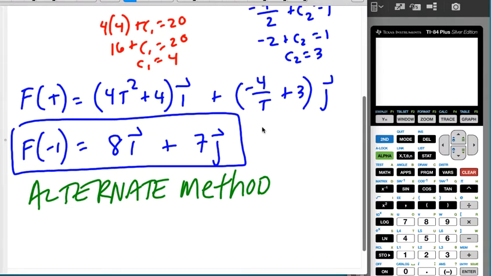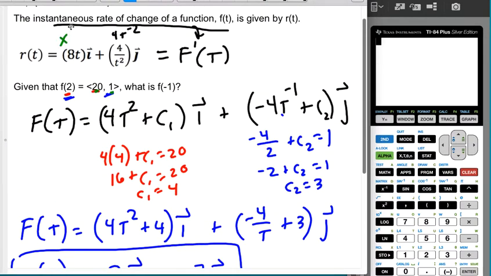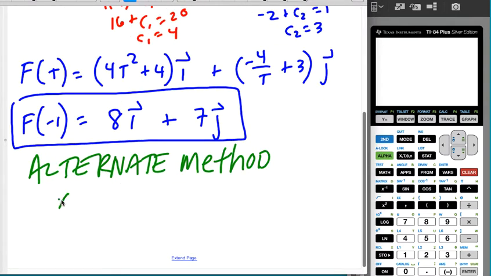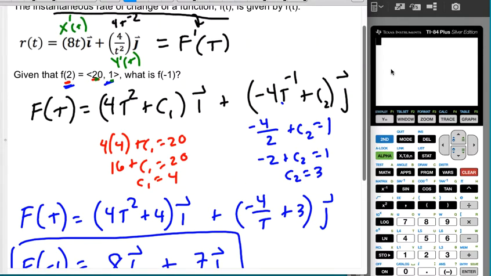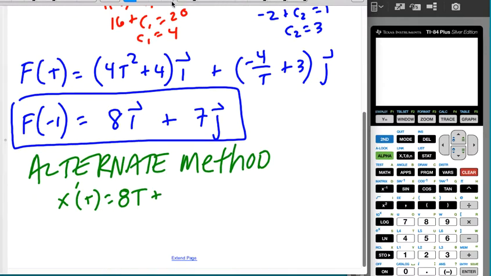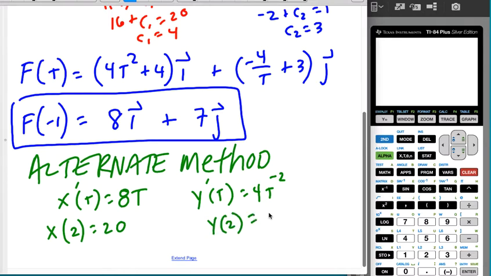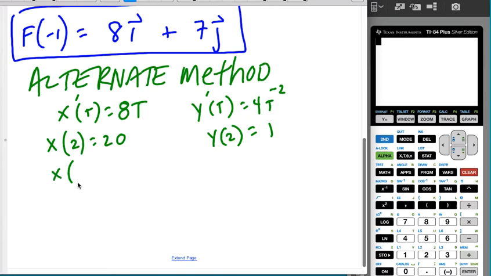So there's a couple different ways. One way to think about this is you could think of this as being x prime of t and this as being y prime of t. So the other way to do this, if you want, is you could say, hey, I get that x prime of t is an 8t. Oh, sorry, just an 8t. I got the 1 from the constant integration, my bad. And I get that my y prime of t is a 4t to the negative second. I know that x of 2 is a 20. I know that y of 2 is a 1. And I seem to want x of negative 1, and I seem to want y of negative 1.